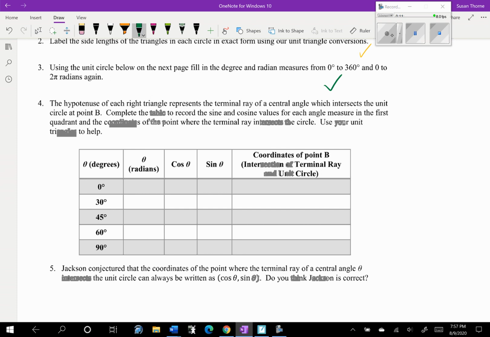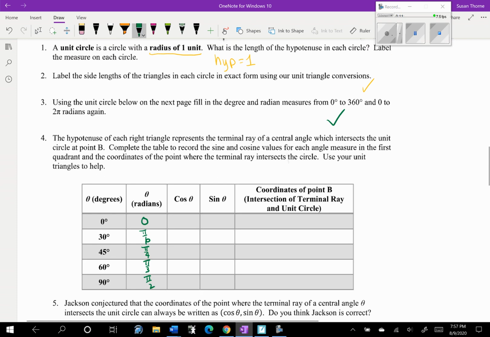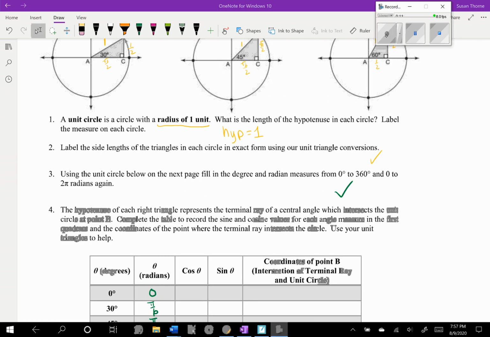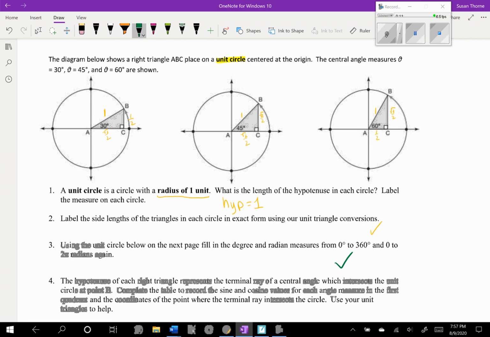Go ahead and write the radian measures down. We know 0 degrees is 0 radians. 30 is pi over 6. This would be pi over 4, pi over 3, and pi over 2. So going back up here, we're going to use our unit triangles. So again, remember SOH CAH TOA. So sine is equal to opposite over hypotenuse. Cosine is equal to adjacent over hypotenuse.